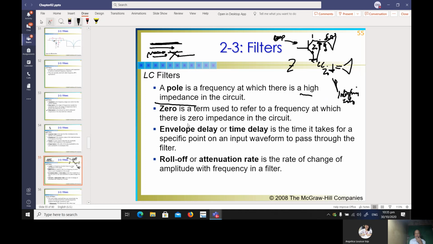Envelope delay or time delay is the time it takes for a specific point of an input waveform to pass through the filter. Sometimes we also have to delay signals, no? Especially when your signal is noisy, we have to reshape them. That is why you have feedback, to reshape the waveform. While you reshape it, of course, there are delays.